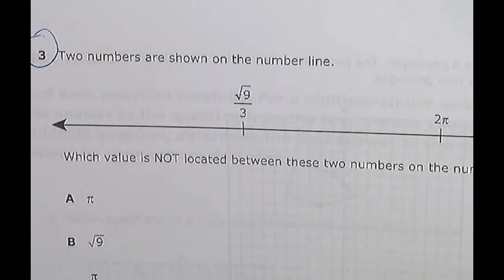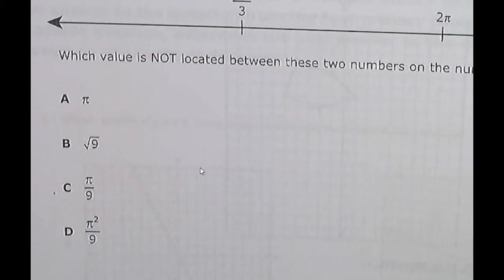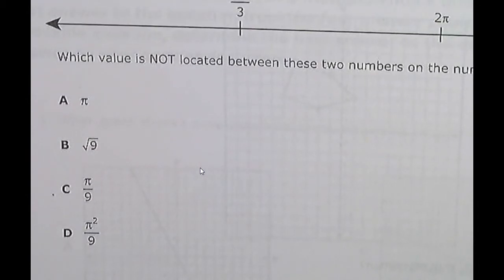All right, I'm on question 3. It says 2 numbers are shown below on the number line, and you can see 2. Here's 1, here's the second one. Which value is not located between the 2 numbers on this number line? So in other words, of these 4 choices, 3 work, 1 doesn't. So you just have to do the work to figure it out.